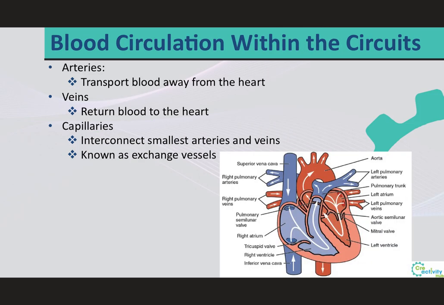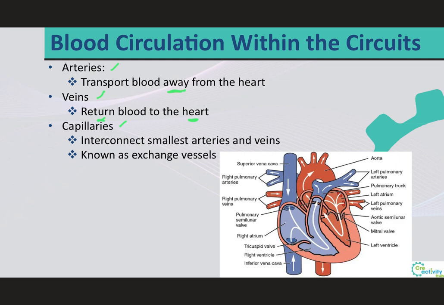Now, how will this blood that is leaving the heart reach all the cells in our body? They will get there through the blood vessels. There are three general types of blood vessels: the arteries, veins, and capillaries. And what is going to be the rule for the transport of blood? Well, arteries will transport blood away from the heart, and veins will return the blood to the heart.